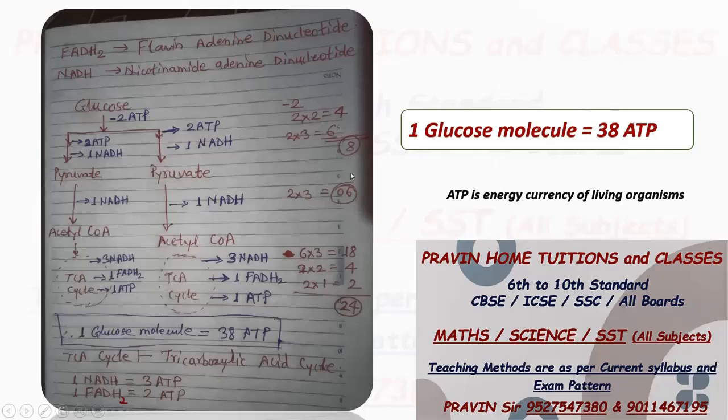Now count all ATPs. So 8 plus 6, 14, 14 plus 24, 38. So we can say one glucose molecule is equal to 38 ATP. ATP means adenosine triphosphate. So one glucose molecule, when it decomposes, generates 38 ATP energy. Thank you.